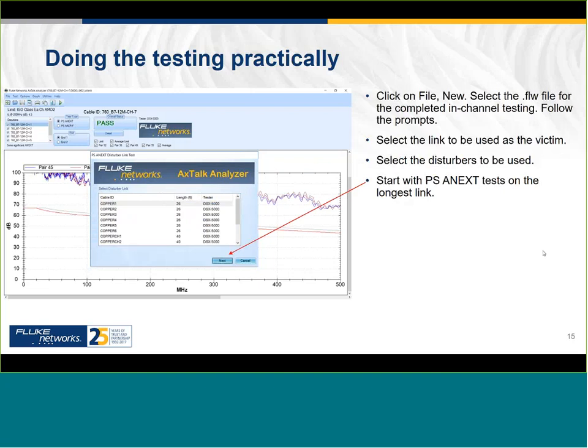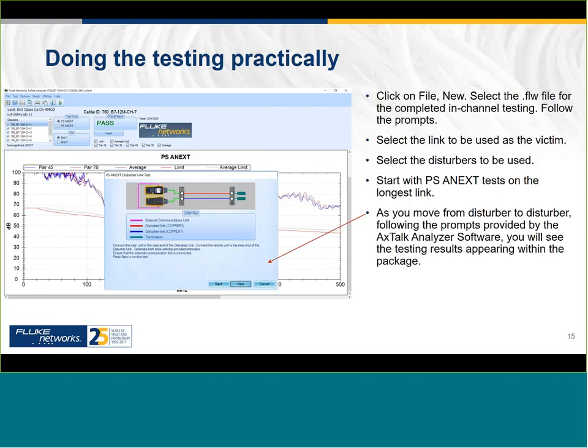And then by clicking next, you start with the PowerSum Alien Next tests on the longest link. So when you hit next, the software package will come up and show you a diagram of how to connect the testers and how to connect to the link. As you can see there, the field testers are to the left, connected with a communications link. Leads, permanent link leads or channel patch cords to the victim and the disturber, and attenuators are on the right-hand side there at the far end of the link.